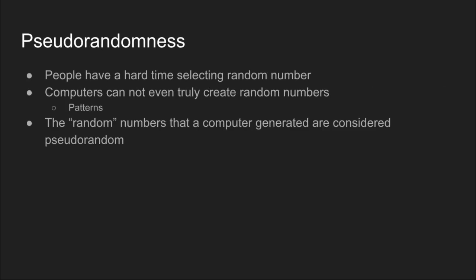So pseudo-randomness. This is an important concept because people have a hard time selecting random numbers. So for example, in Mrs. Bakewell's class, we asked the class to pick a number 1 through 4. And everybody did. And statistically, it seems likely that it should be 25% for each one. 25% of people pick 1, 25% of people pick 2, 25% of people pick 3, and so forth. But that did not happen. There was an uneven distribution, and that's because human beings just tend to pick some numbers more than other numbers. It's just how it is.